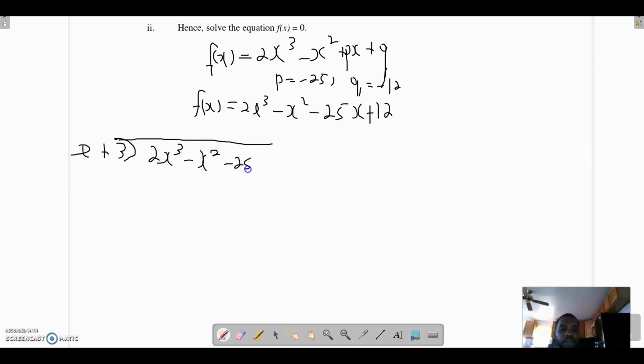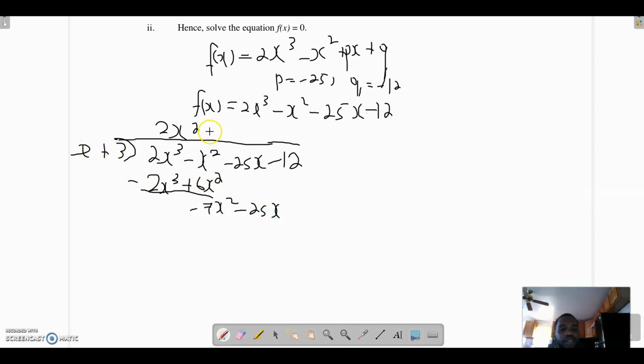Alright, minus 25x. This should be minus 12. Let me change this here. q was negative, so this is minus 12. Now, x into 2x cubed is going to give me 2x squared. And of course, you multiply 2x squared by that. That's 2x cubed plus 6x squared. And we subtract again. Now, minus x squared minus 6x squared is minus 7x squared minus 25x.